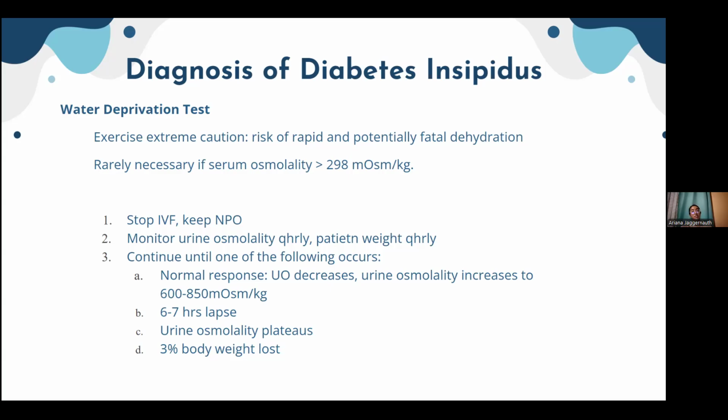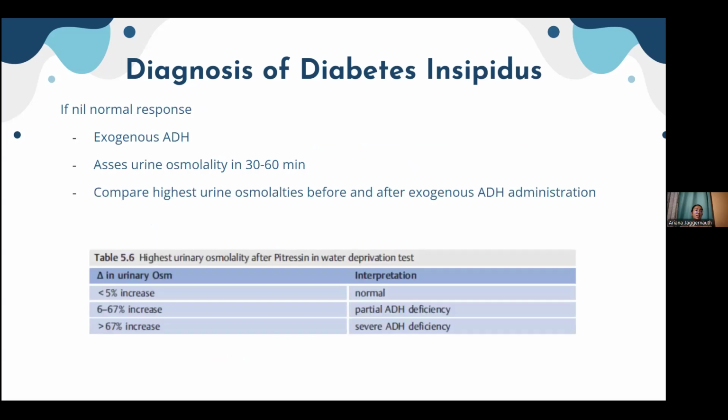So we continue until the patient has a normal response, so urine output decreases and urine osmolality increases to 600 to 850 milliosmoles per kilogram. There's a 6 to 7 hour time lapse. Urine osmolality plateaus, or the patient loses 3% of their body weight. If still the patient doesn't have any response, we can consider the administration of exogenous antidiuretic hormone and assess urine osmolality in 30 to 60 minutes, comparing the highest urine osmolalities before and after exogenous ADH administration.